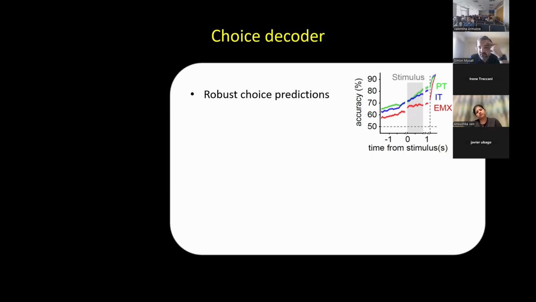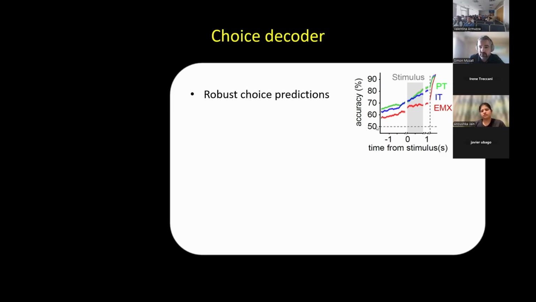So what this type of analysis means is that instead of using the events that you can observe to predict the cortical activity, you use the cortical activity to predict a specific variable of interest. In that case, we use the cortical activity to predict what the animal will do, right? So we want to predict its choices.